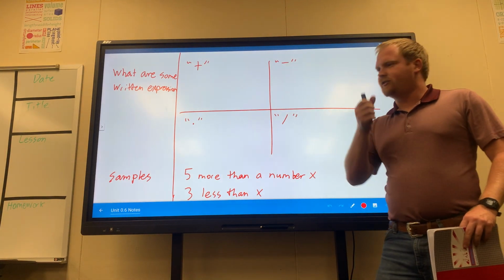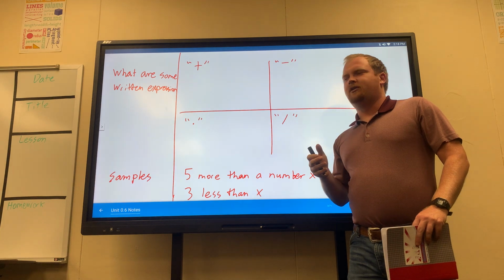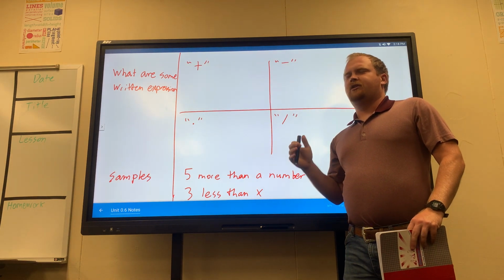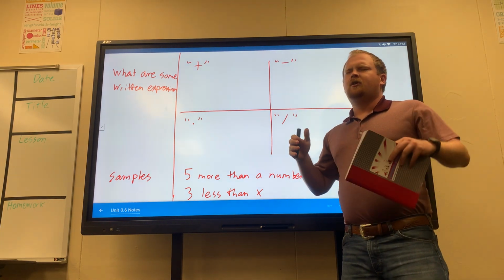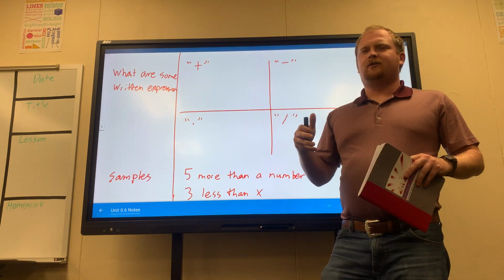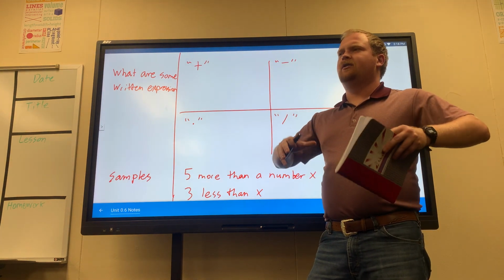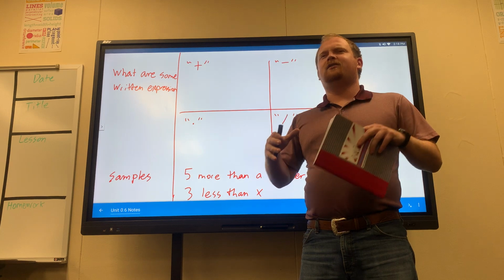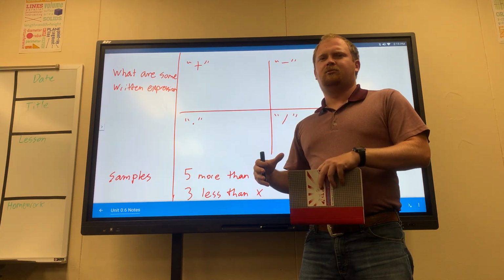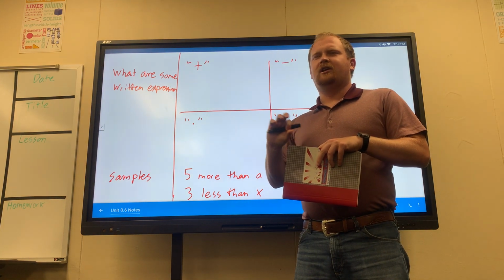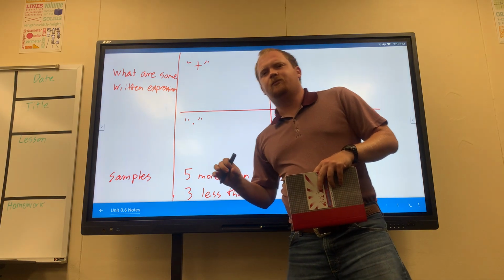Hello class, this is Coach Holmes, and today we're going to be talking about writing algebraic expressions from English. Because there may be times where you have to face a word problem and you just have to figure out, what is this saying to me? What is this saying about this algebraic expression, which is basically a mathematical statement.